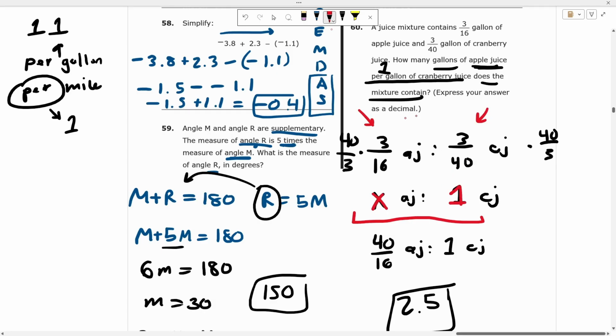And now I just want to turn whatever's on top into whatever's on bottom. So how do you turn 3 over 40 into 1? Well, you multiply by 40 over 30 on both sides.